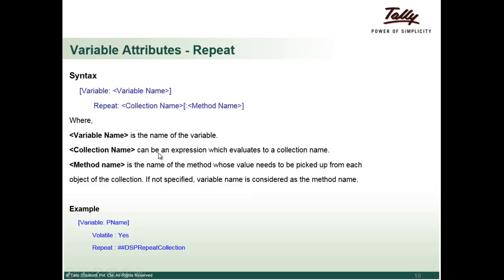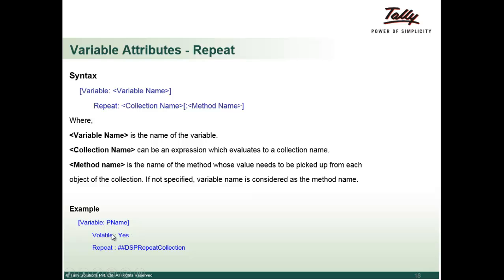So let's see, variable name is the name of the variable. Collection name can be an expression which evaluates to a collection name. Method name is the name of the method whose value needs to be picked up from each object of the collection. If not specified, variable name is considered as the method name.